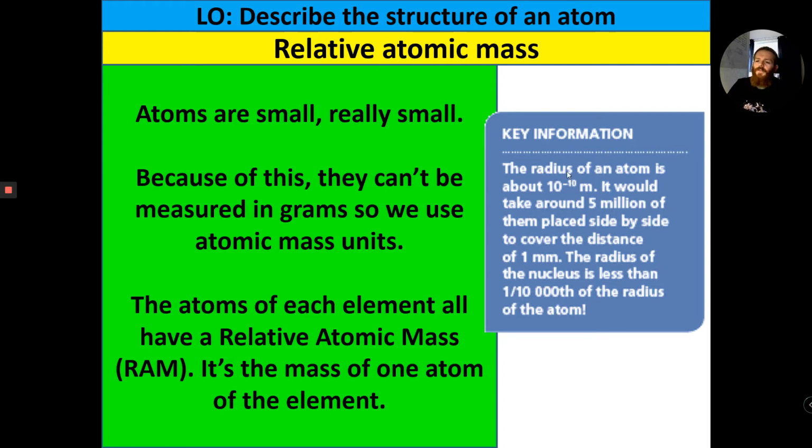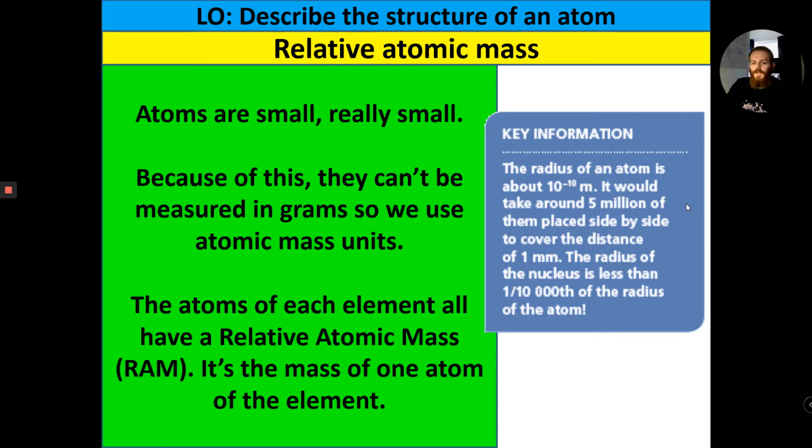This is quite interesting here in this key information section. The radius of an atom is about 10 to the power of minus 10 meters. It would take around 5 million of them placed side by side to cover the distance of 1 millimeter. If you've got a ruler nearby, just have a look how big 1 millimeter is, and think that in that amount of space you could fit 5 million of them side by side. The radius of the nucleus, which is the center of the atom, is less than 1/10,000th of the radius of the atom. Hopefully that hits home about the scale of the things we're talking about.